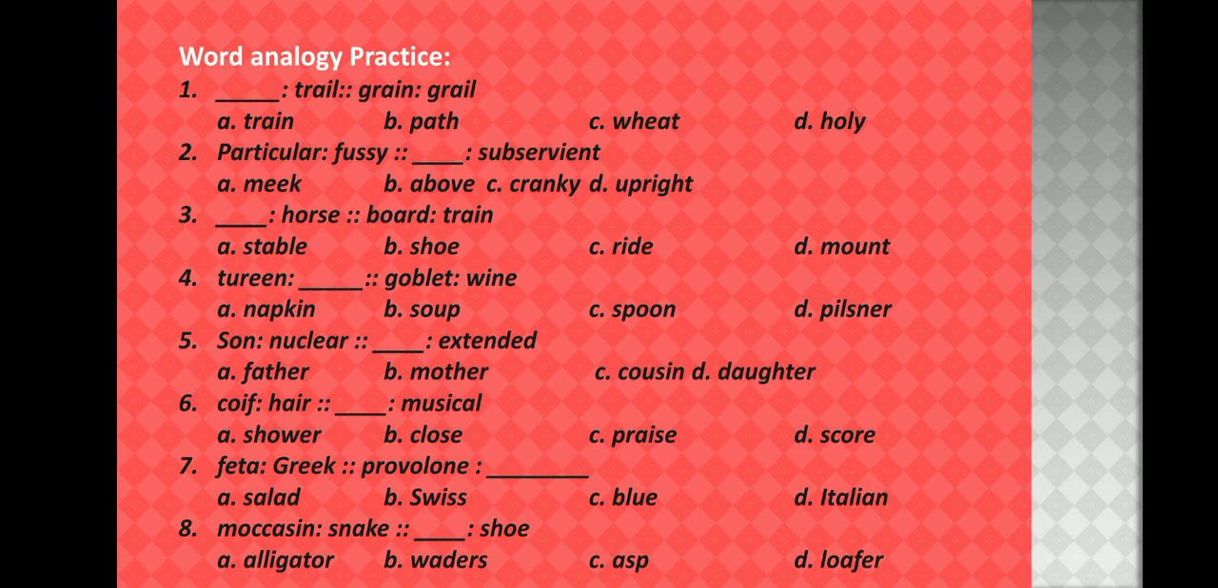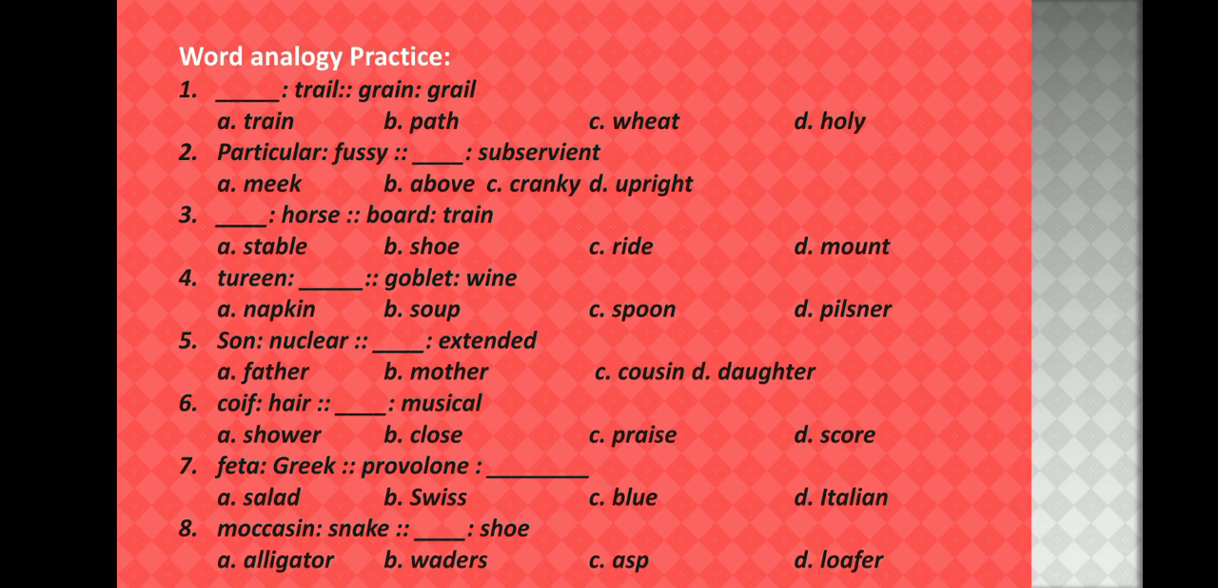Next, coif, hair, dash, musical. To coif means to arrange hair. So dash, musical. Can you tell me which is the right answer? Yes, score. Option D is the right answer. Score means to arrange a musical.